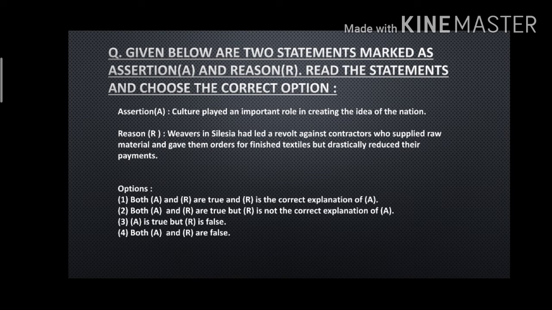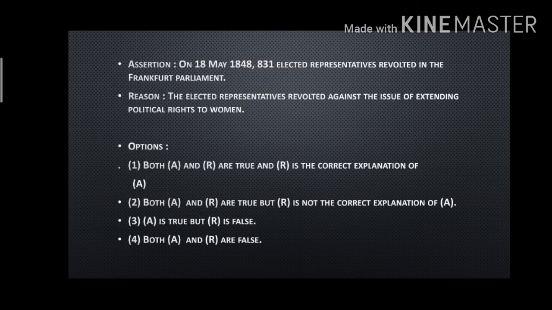I hope you got an idea of how these assertion reason questions are done. We'll give a try to another one. This is the last one. So here the assertion is, on 18th May 1848, 831 elected representatives revolted in the Frankfurt Parliament. Reason is, the elected representatives revolted against the issue of extending political rights to women. Now, as you see here, both assertion and the reason are not true. They are false. Both are false. So, which option do we choose? We choose the fourth option, that is both A and R are false.